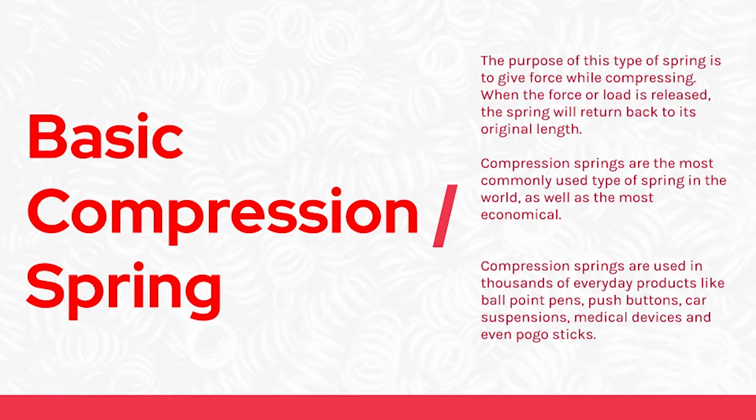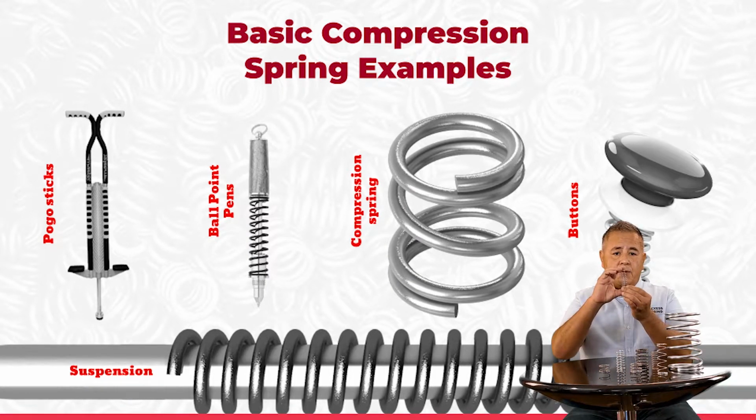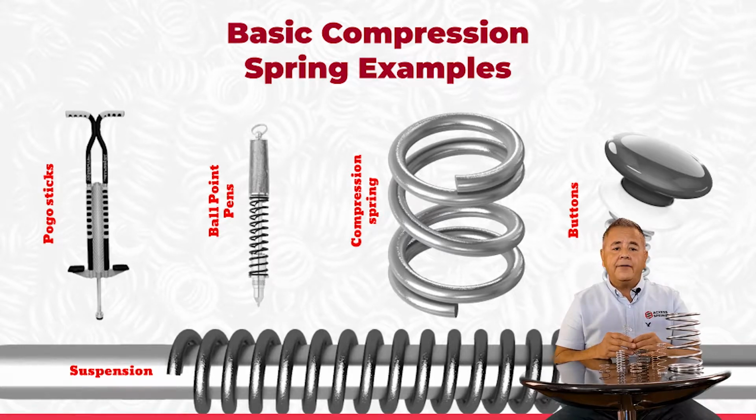Compression springs are used in thousands of everyday products like ballpoint pens, push buttons, car suspensions, medical devices, and even pogo sticks. Let's go on to the next page. Basic compression spring examples. An example is a pogo stick. A pogo stick is an old toy used back in the day, but basically you jump up and down on the pogo stick, compress the compression spring, which releases energy and makes you jump up into the air. So that's one of the uses for a basic compression spring.